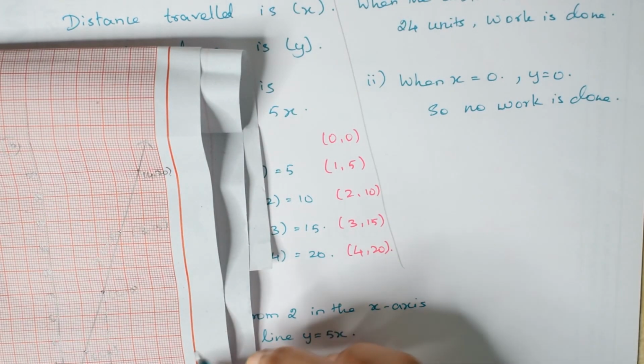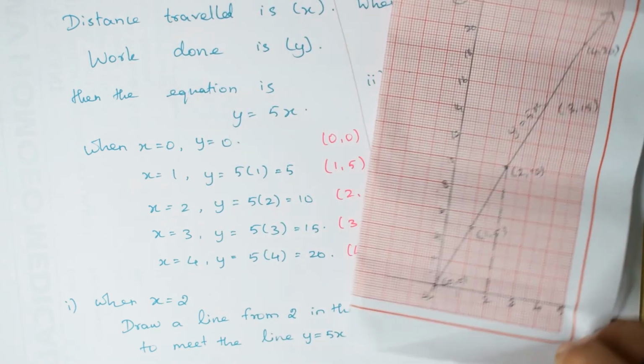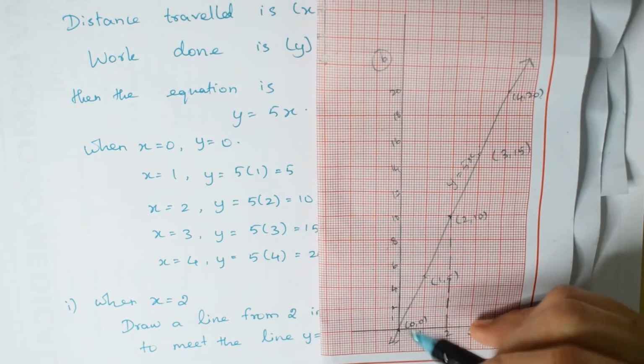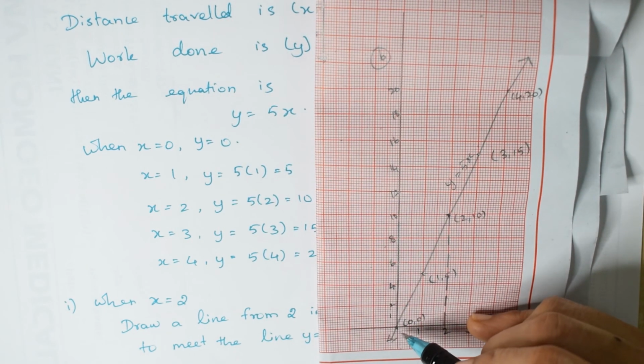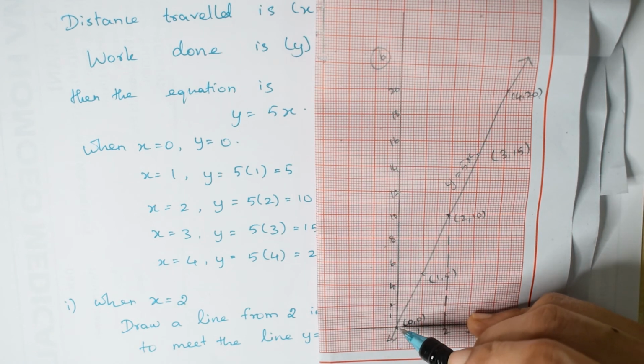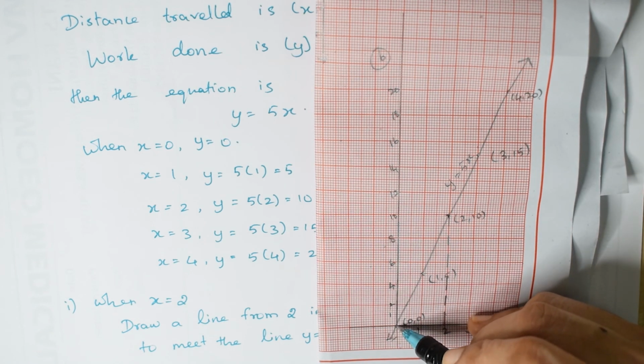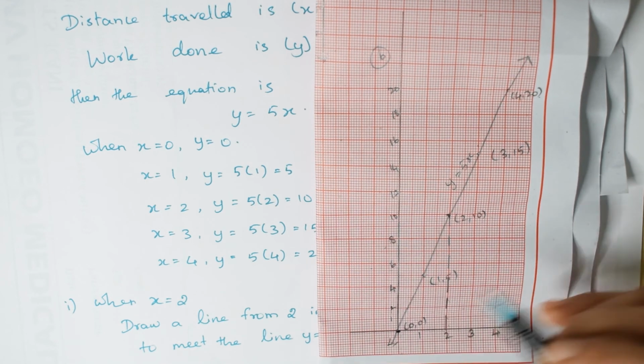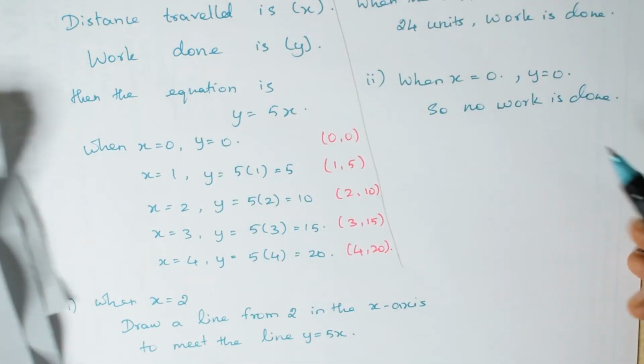And then they asked one more question, what will be the distance traveled at 0 units? We can say from the graph that we have not moved any distance. When x is at 0, y is also at 0, we have not moved any distance, so the distance traveled will be 0.